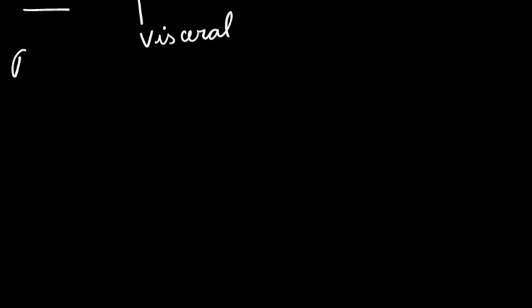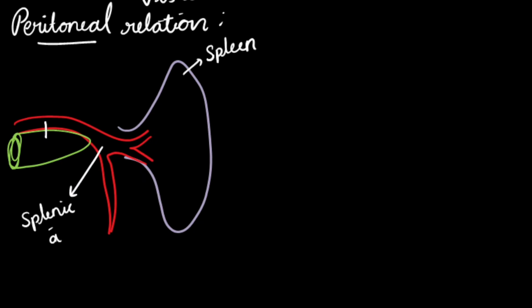There are two types of relation in the case of the spleen. One is peritoneal and another one is visceral. So now regarding the peritoneal relation. So this is our spleen, and this is our splenic artery, and here is the tail of the pancreas.